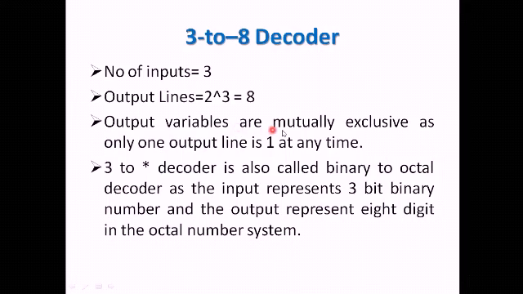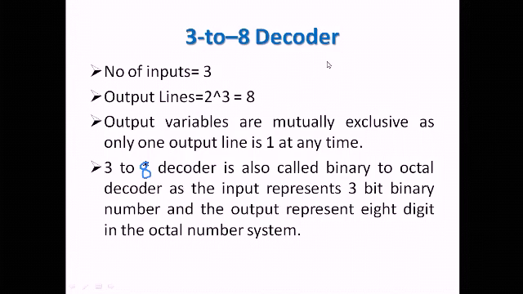Output variables are mutually exclusive, as only one output line is 1 at any time. This is a very important line. Next, a 3 to 8 decoder is also called a binary to octal decoder. Why? Because the input represents a 3-bit binary number and the output represents 8 digits in the octal number system. So a 3 to 8 decoder is also called a binary to octal decoder.